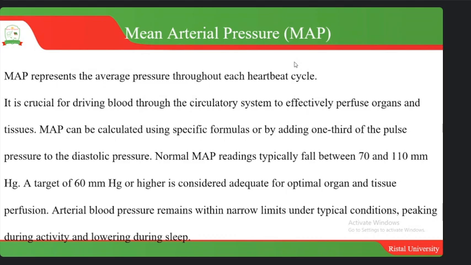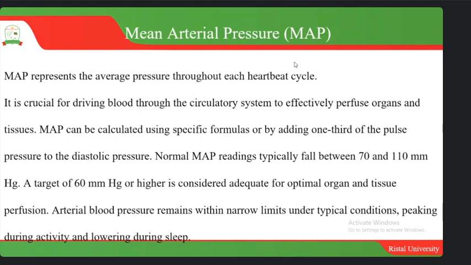And then if it is persistent, then you know that this person's pressures have shot high and this person has high blood pressure. So the normal mean arterial pressure readings typically fall between 70 and 110 millimeter mercury, and a target of 60 millimeter mercury or higher is considered adequate for optimal organ and tissue perfusion. So if it is very high, higher than this, then someone may be having problems with the perfusion of his organs and tissues. Or if it is much less than this, then also the person will be having problems in perfusion of his tissues and organs.